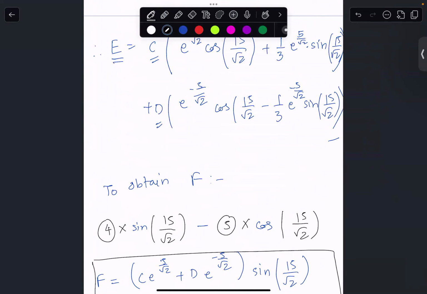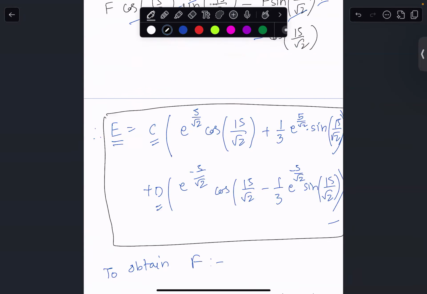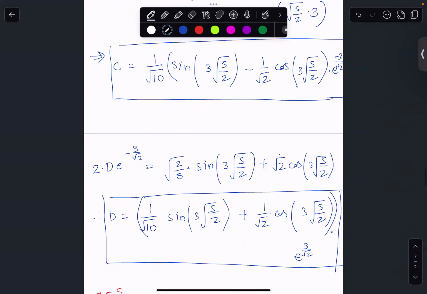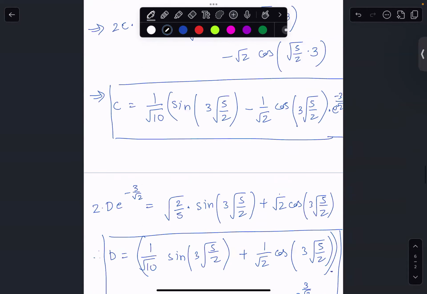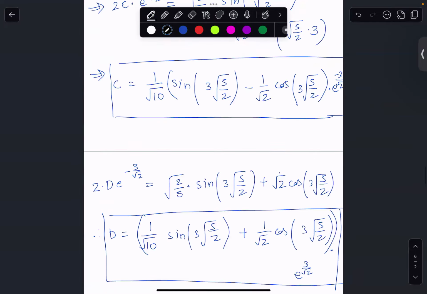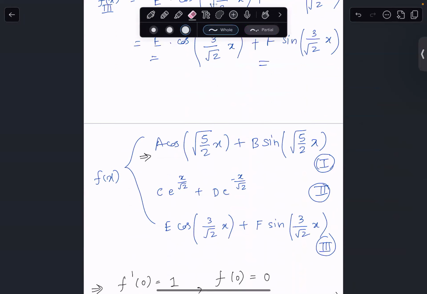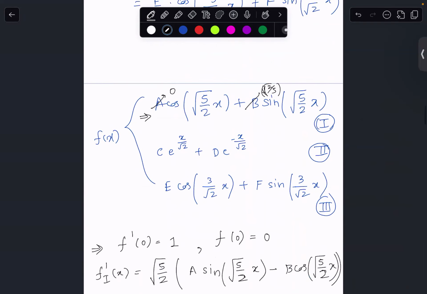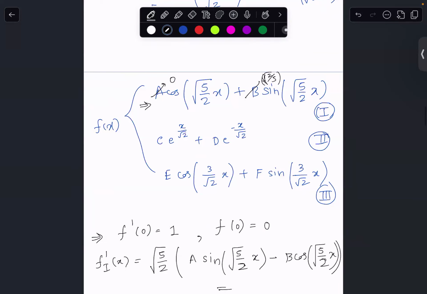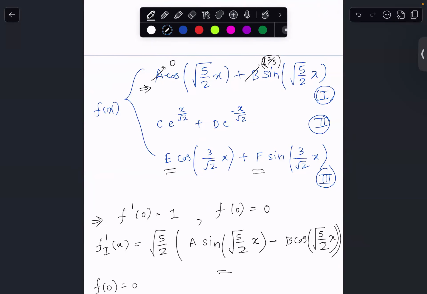which are the constant values in the third region. Therefore, our solution remains the same now that we have applied boundary conditions. Our final small f of x: we now know the values of a equals 0, b equals the entire square root of 2 upon 5. We know the values of c and d from the equations we solved out, and values of e and f. So we now know the complete solution for f of x.